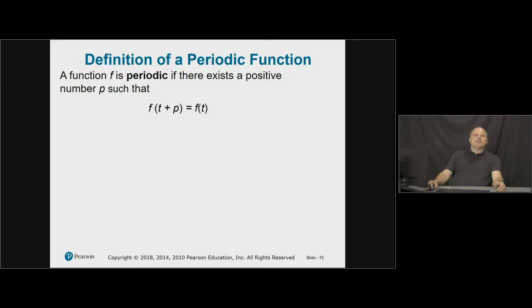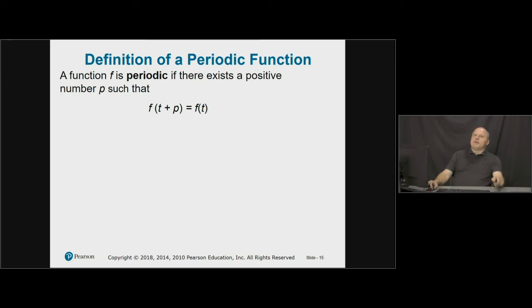All right. So the definition of a periodic function. A function f is periodic if there exists a positive number p such that f of t plus p is f of t. Basically, this is what I call cyclic. It cycles. Okay? So in other words, you have this f of t, and it goes around and then it starts over again back to the same thing.